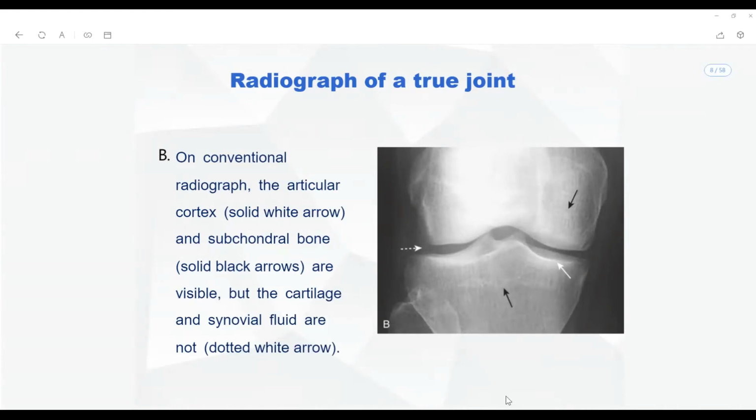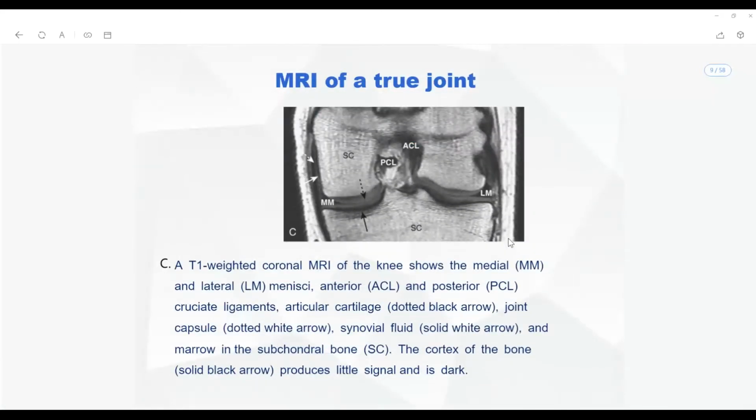Right, and here we're going to look at an MRI of a joint. In the MRI, we are looking at the T1 weighted coronal image of the knee joint. It shows the medial and the lateral menisci. These are the articular cartilages.